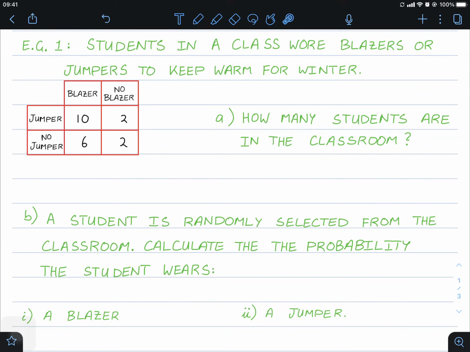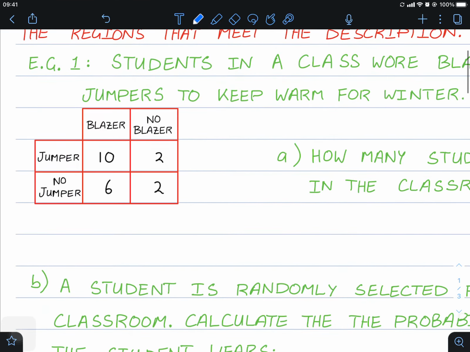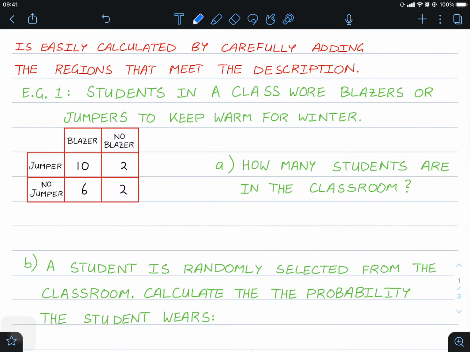Students in a class wore blazers or jumpers to keep warm for winter. So, as we can see here, just a very quick example, 10 people wore blazers and jumpers, whereas in this one here, 2 people wore no blazers or no jumpers. So first, when we come to probabilities, we should first calculate how many there are in total. In this case, how many students are in the classroom?